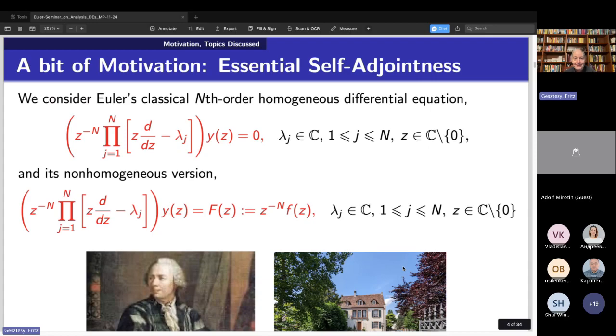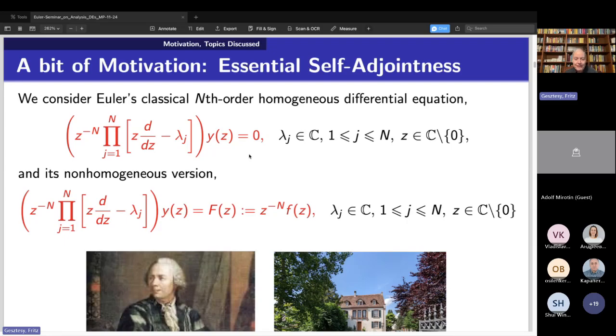So let me remind you of one way of presenting the nth order homogeneous Euler differential equation. And I have to admit, I'm using homogeneous in two different ways. At the moment, homogeneous just means the right-hand side is 0, as opposed to the non-homogeneous version. But later on, I will look at differential expressions which are homogeneous with respect to x and not with respect to a right-hand side. So this is a little unfortunate, but it is what it is.